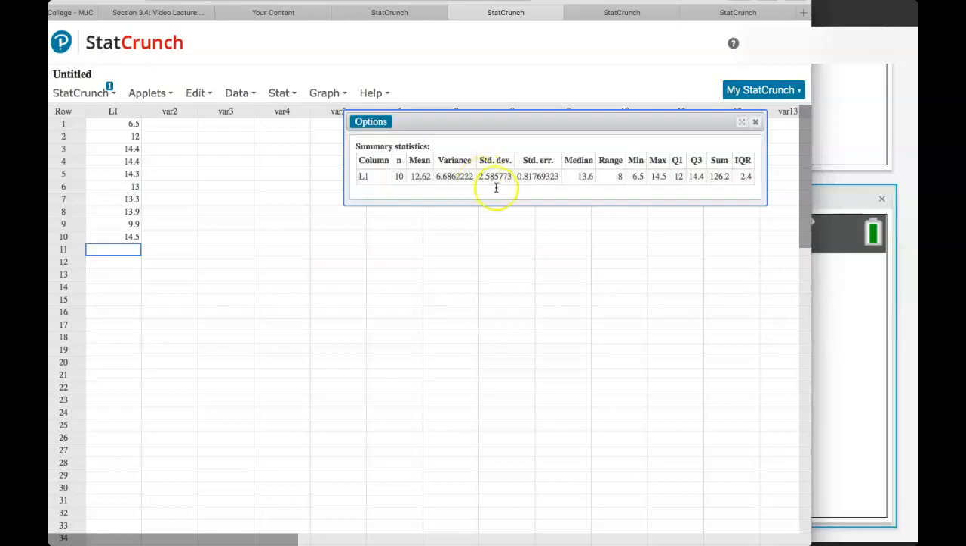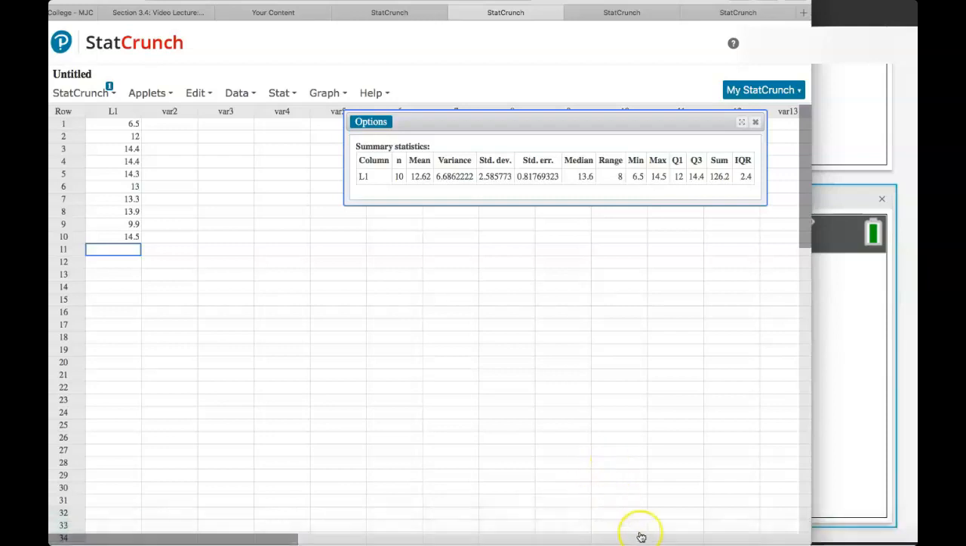Standard deviation is 2.5857, so the same thing, but here it is rounded. Median or Q2 is 13.6, so it's the same. We don't need the range for this part. Minimum value is 6.5, maximum value is 14.5, Q1 is 12, and Q3 is 14.4. The interquartile range is Q3 minus Q1, that is 2.4. So we have the same thing.